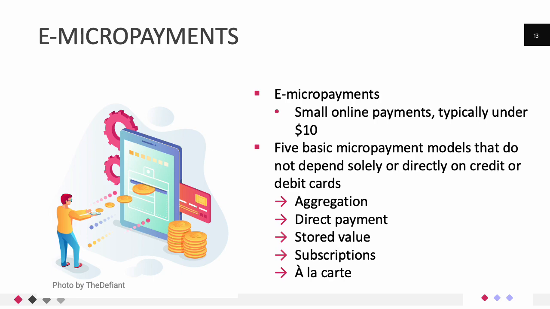So when you buy a song on Spotify, purchase extra lives in a mobile game, or pay for a single news article online, these are all called micropayments. So under $10 US dollars, or around under 300 NT dollars. There are five main models for handling these small payments.